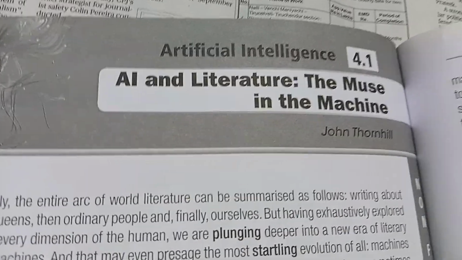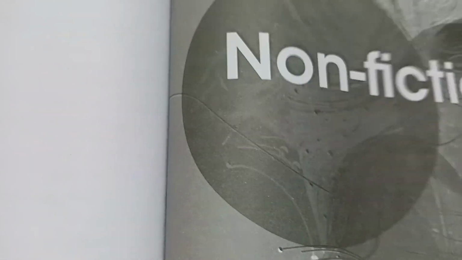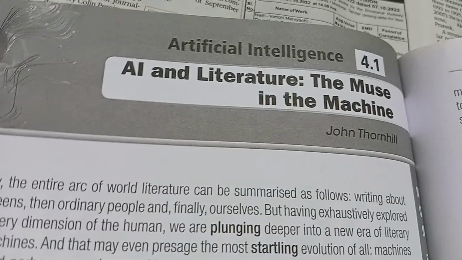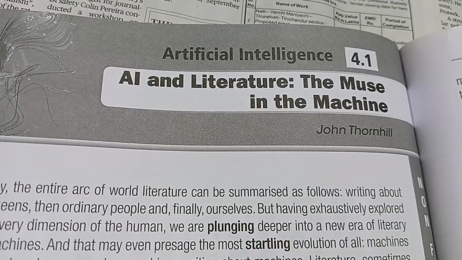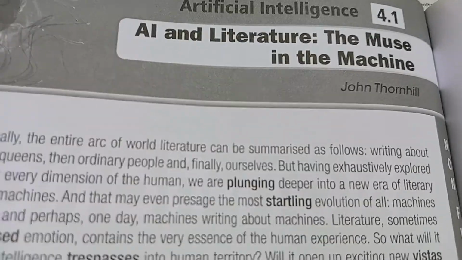Yes, this is 4.1. No, the session, not the last session, sorry. In your non-fiction, the first lesson of your Confluence, we have 4.1, Artificial Intelligence. In that, we have AI and Literature, The Muse and the Machine by John Thornhill.